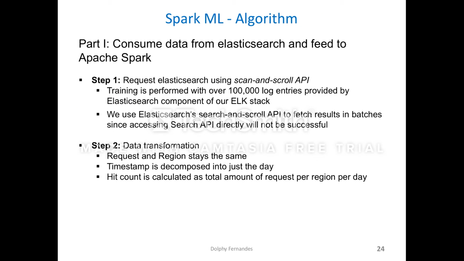Here is the algorithm for Spark machine learning. So at step 1, we use the scan and scroll API from Elasticsearch to consume data. Scan and scroll algorithm allows us to keep pulling batches of results from Elasticsearch. This is very important since we cannot use the search API to query such large amounts of data.